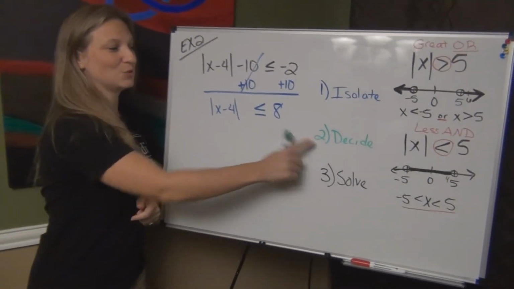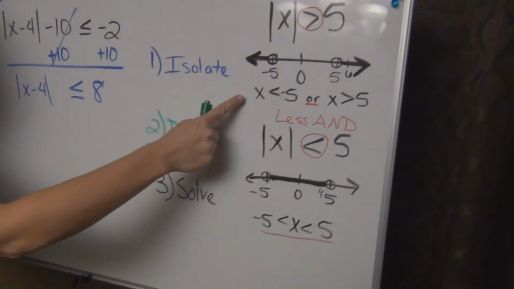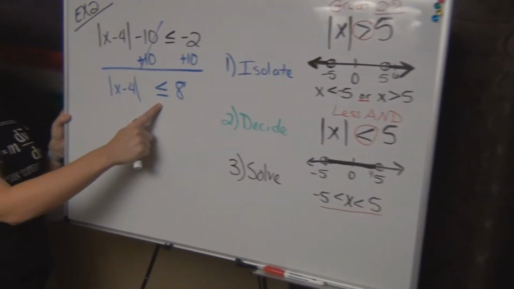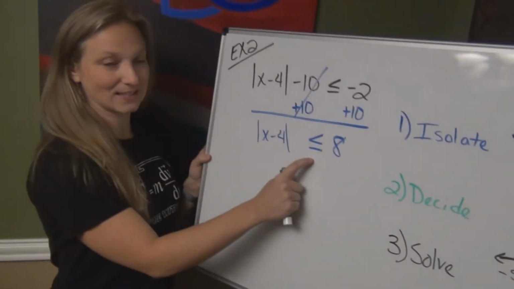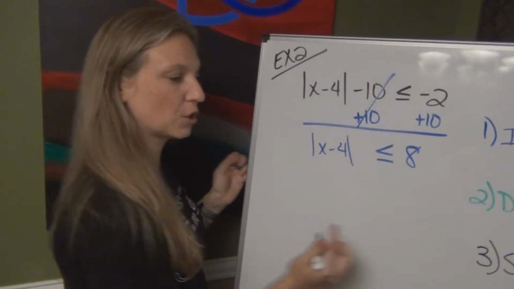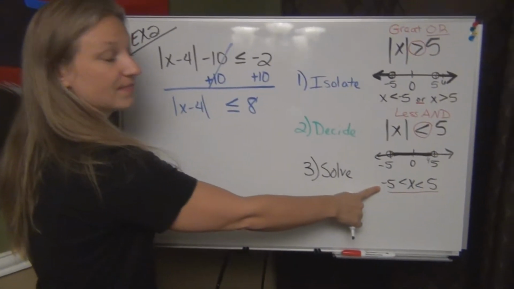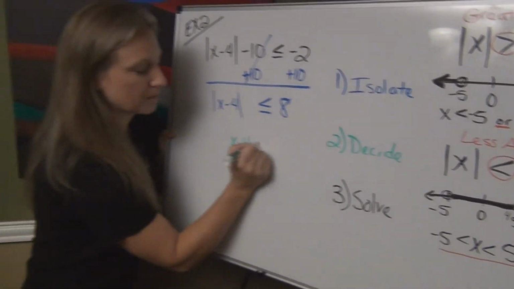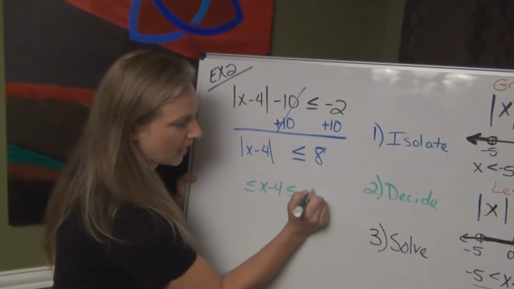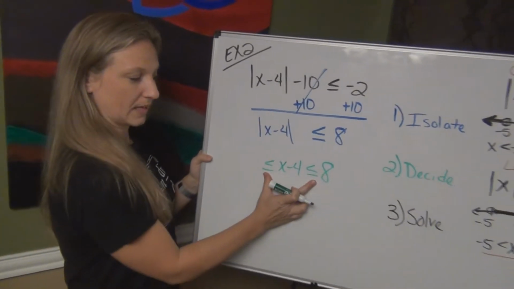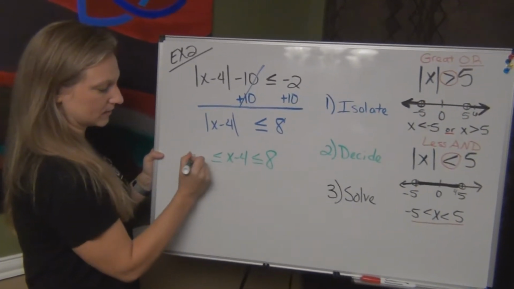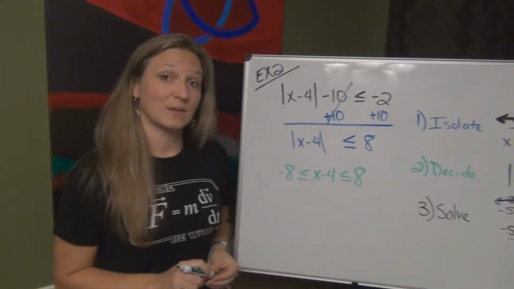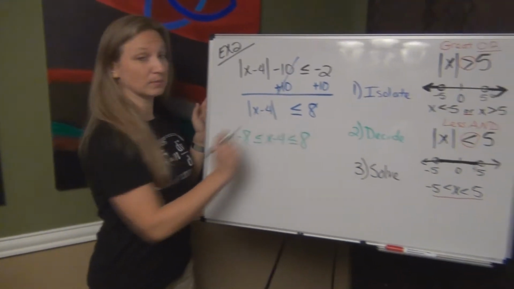Step 2 is to decide, is this going to be a greater than or a less than kind of scenario? When I look at my sign, it is a less than kind of problem. So I know my answer is going to end up being in this format. So when I drop my bars this time, I'm going to have my inequality symbols, a positive 8 on one side and a negative 8 on the other side. So this will be my format if I'm doing a less than kind of problem.